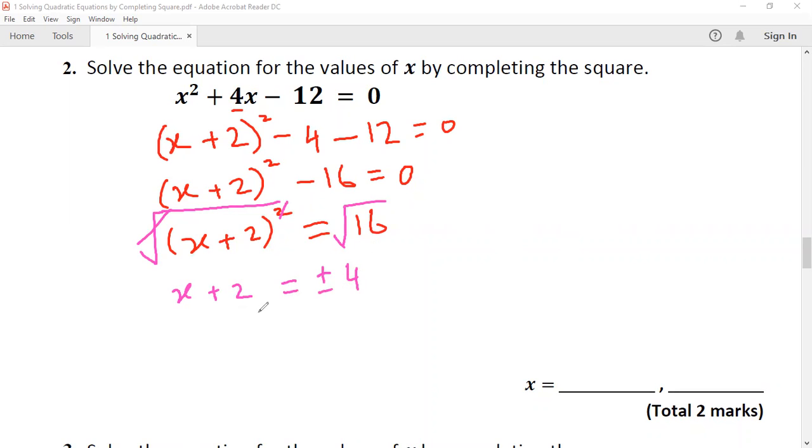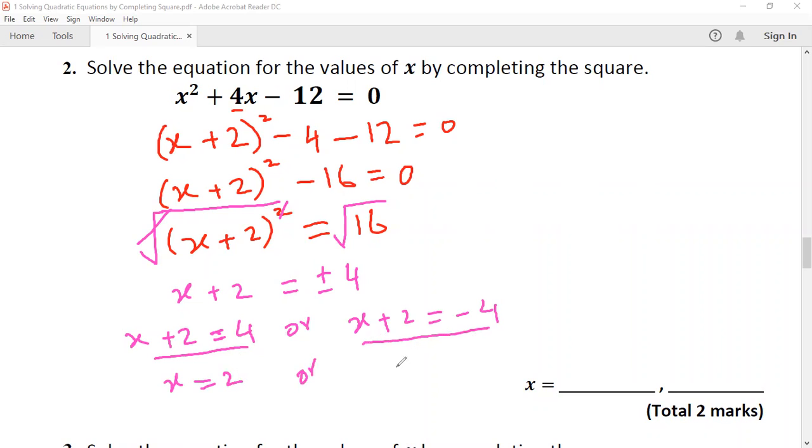And then I'm going to write x plus 2 equals 4, and I can also write x plus 2 equals minus 4. Then I'm going to take away 2 from both sides of this equation, which will give me 4 take away 2, which is 2. Or I can take away 2 from both sides of this equation as well, which is going to give me minus 6. The two solutions for the equation given above will be 2 or minus 6.